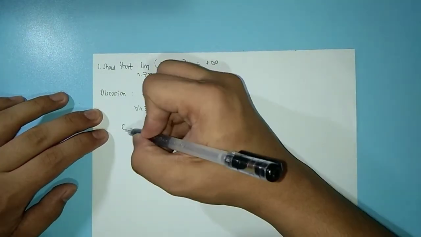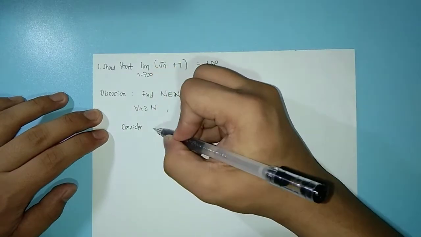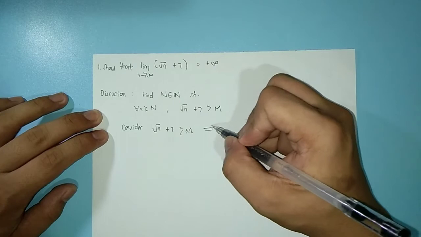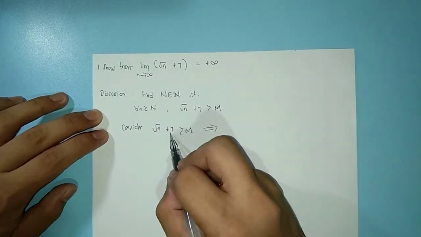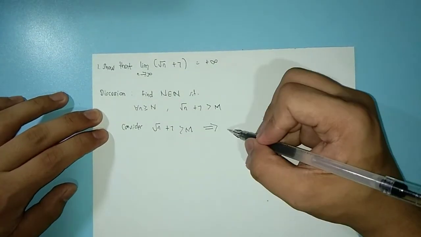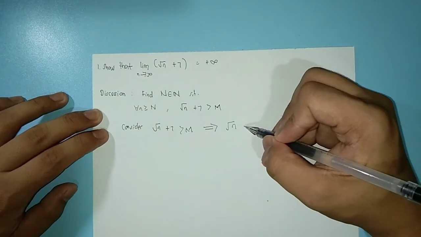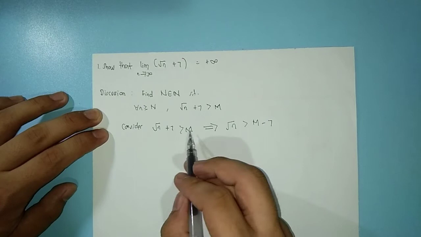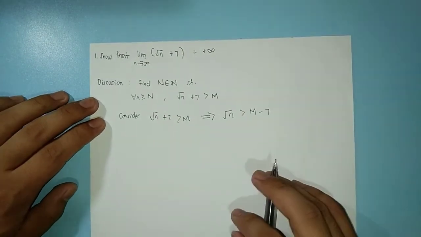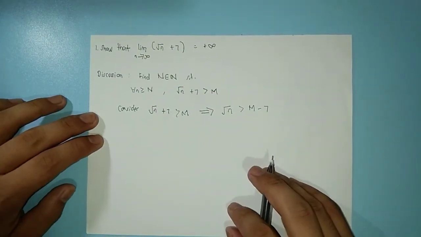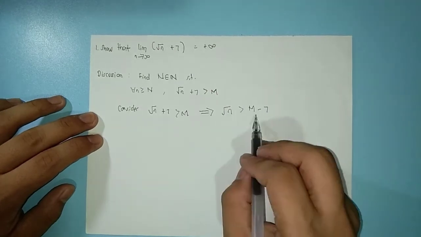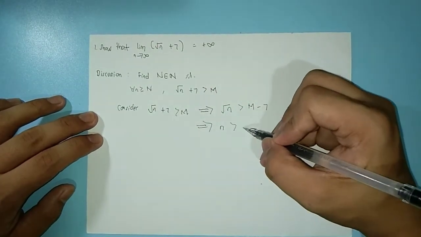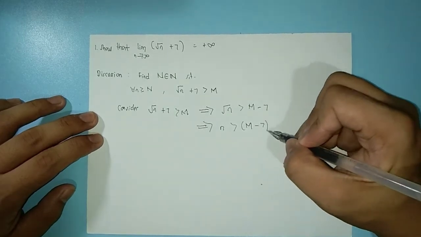So consider square root of n plus 7 greater than m. This implies, ilipat ko yung positive 7 sa kabila, magiging square root of n greater than m minus 7. Or parang nag-subtract lang ako both sides ng 7. Okay? Then, i-square natin to both sides. So, this implies n greater than m minus 7 squared.